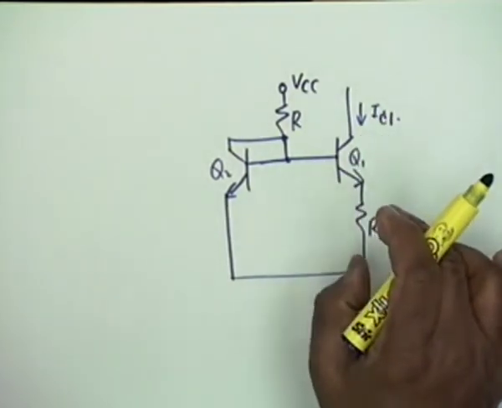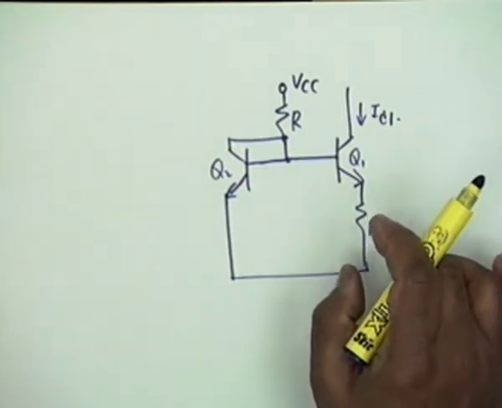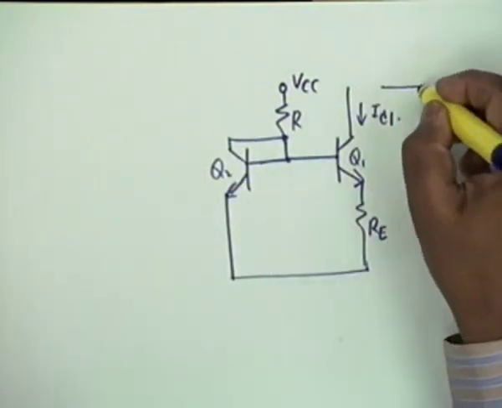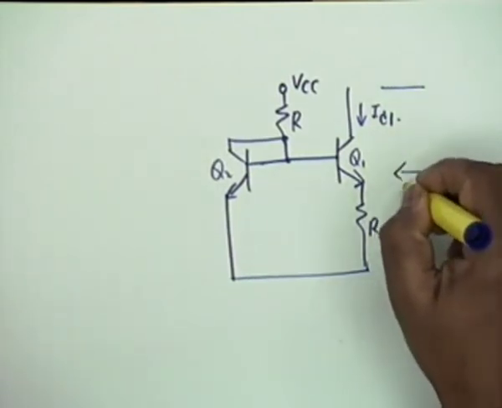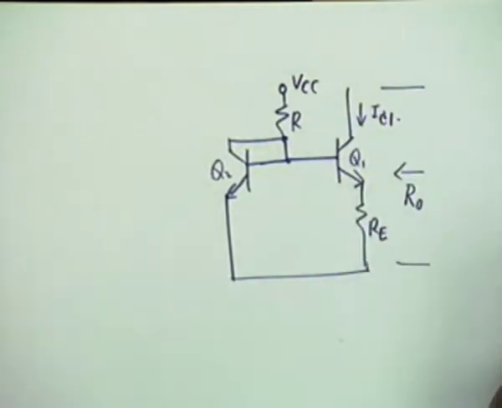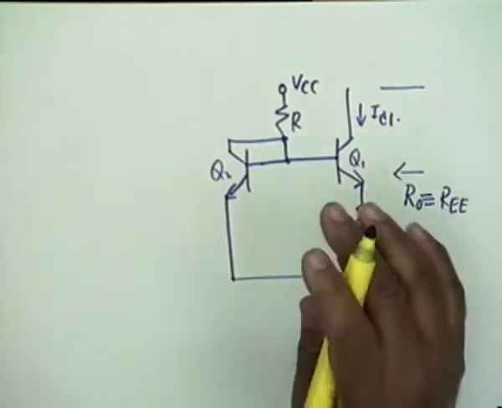You see, we replaced REE of a differential amplifier by this circuit, and therefore it is of interest to know what output impedance is offered by Q1. That would be our equivalent REE. Okay, and what was the purpose? Why did we use a current mirror? Because we wanted to increase REE. Why should we increase REE? To increase the CMRR.